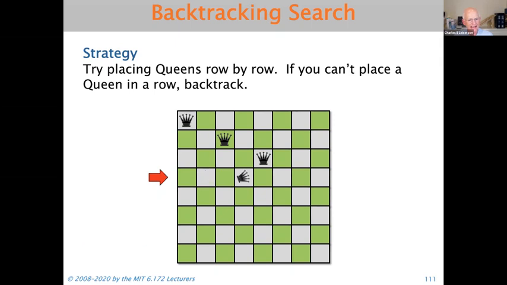And so that's how backtracking search works, and it's easy to write a little recursive program that'll enumerate all possible solutions using that. But we want that to go blazingly fast.